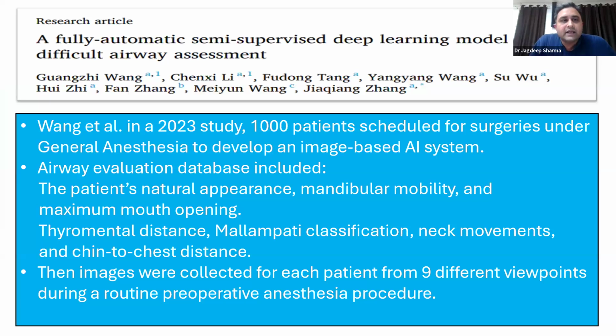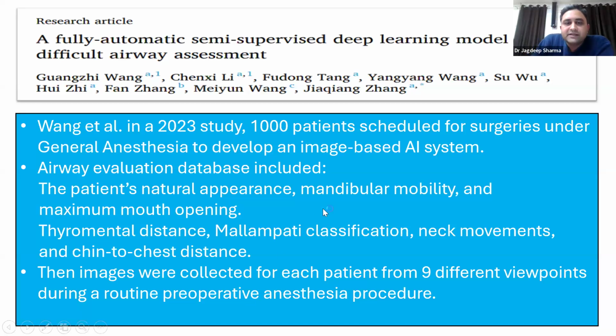This is another study which was done by Wang et al. They used a semi-supervised deep learning model for difficult airway assessment, and they assessed around 1000 patients scheduled for surgeries under general anesthesia. As usual, the basic concepts stay the same.